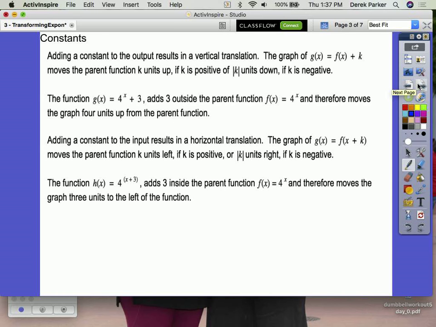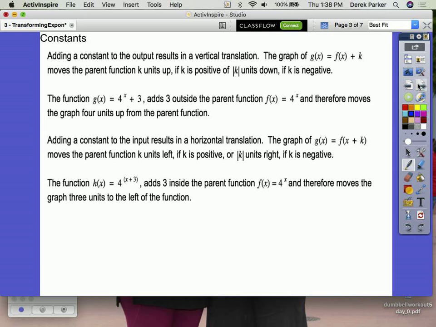Constants. When you add a constant to the output, it results in a vertical translation. Okay, remember translation, the shape, the size of the function does not change. It is just being slid. The graph of g of x equals f of x plus k moves the parent function k units up if k is positive, and k units down if k is negative. So if the k is positive, it goes up. If k is negative, it goes down.